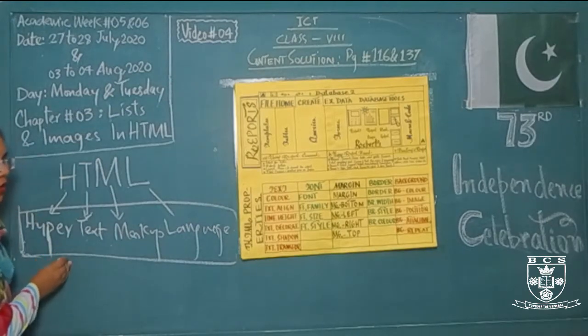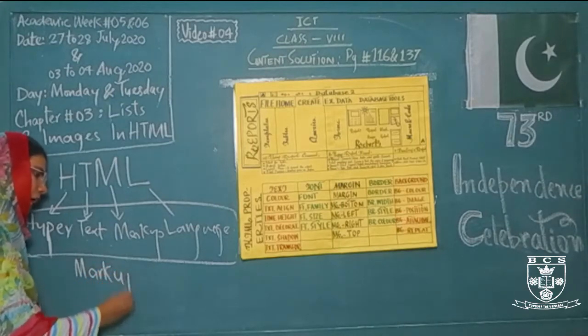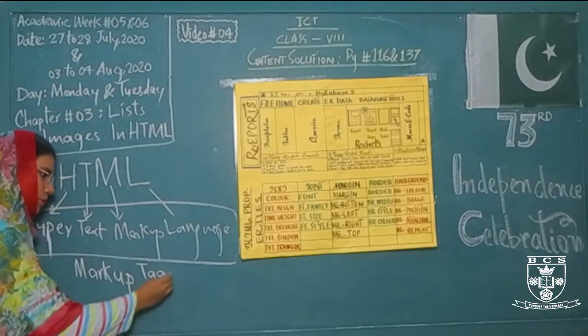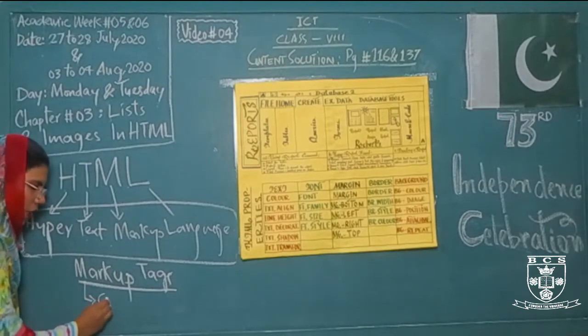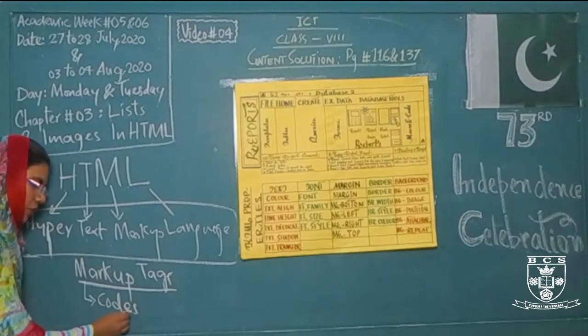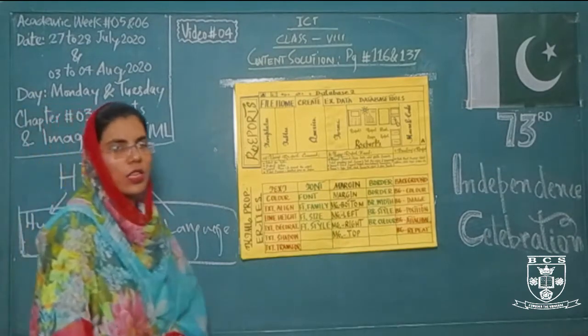For using this language, we have tags that are known as markup tags. Any type of data that we are entering, any type of item that we are mentioning on our web page, we have to mention with the help of, or in the form of, markup text. And what is markup text? Markup text are the codes that we use to represent different elements on the web page.